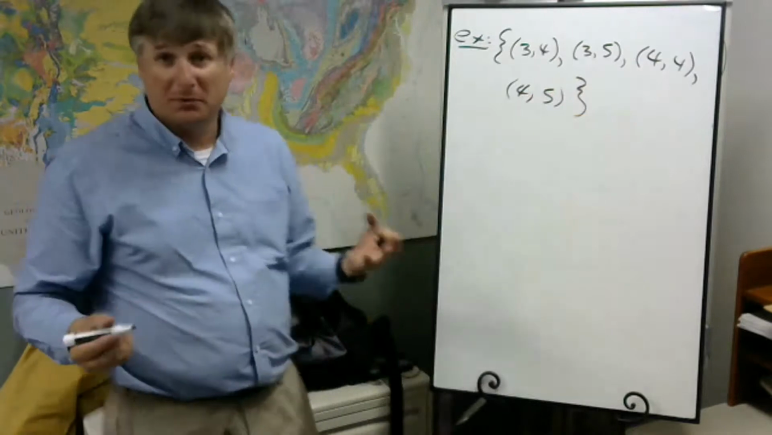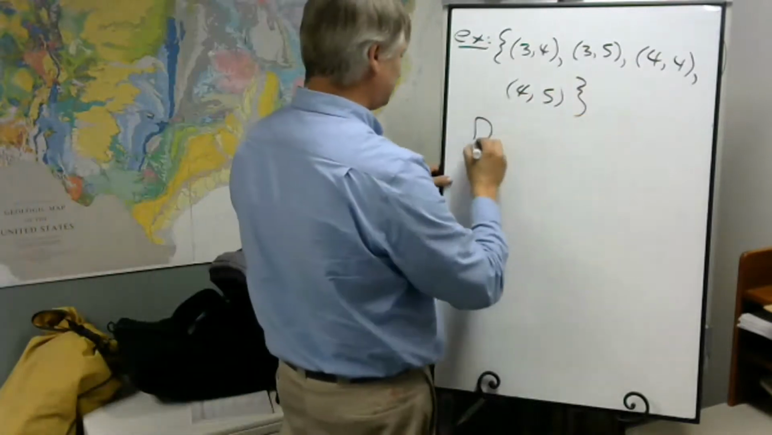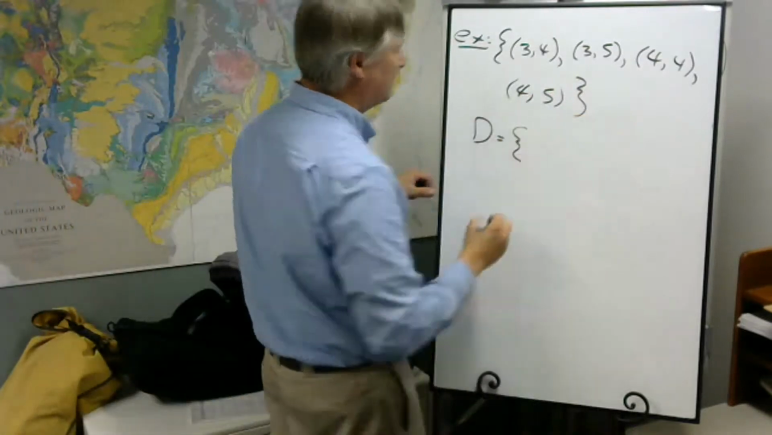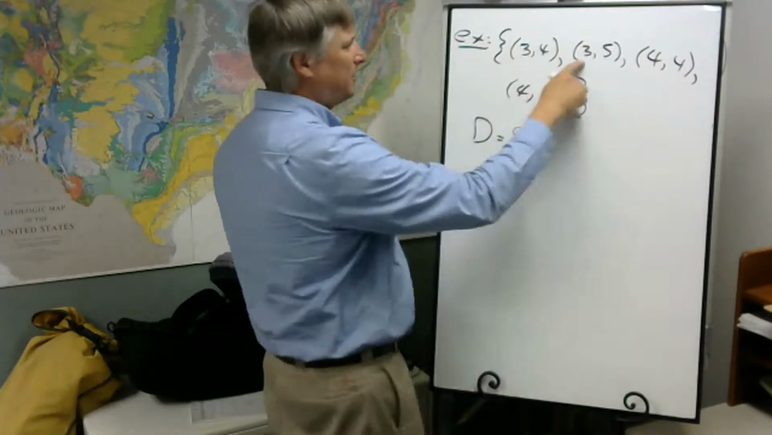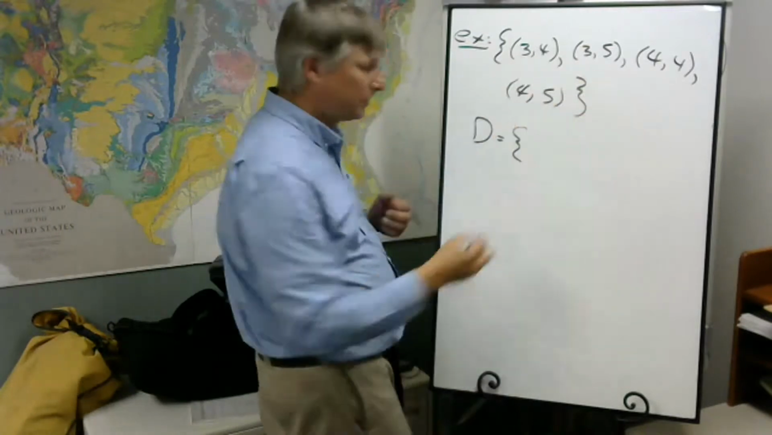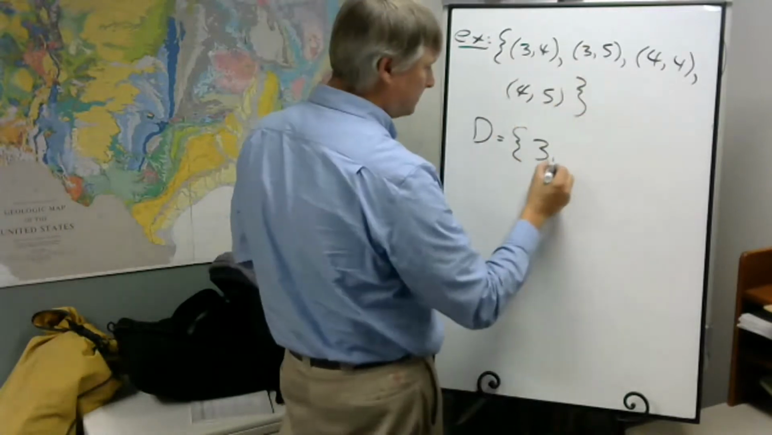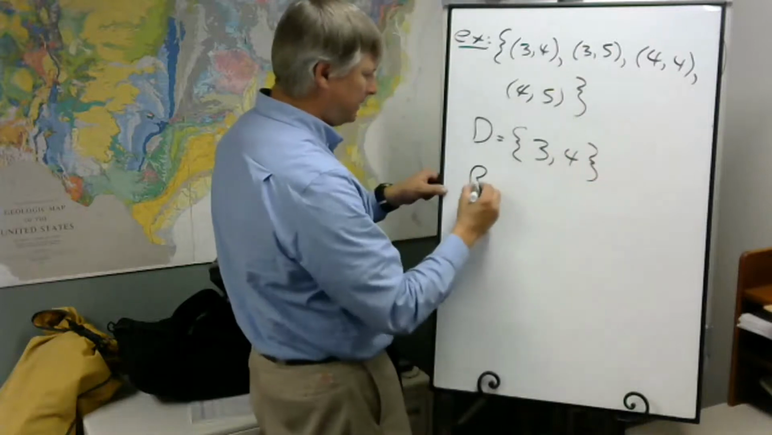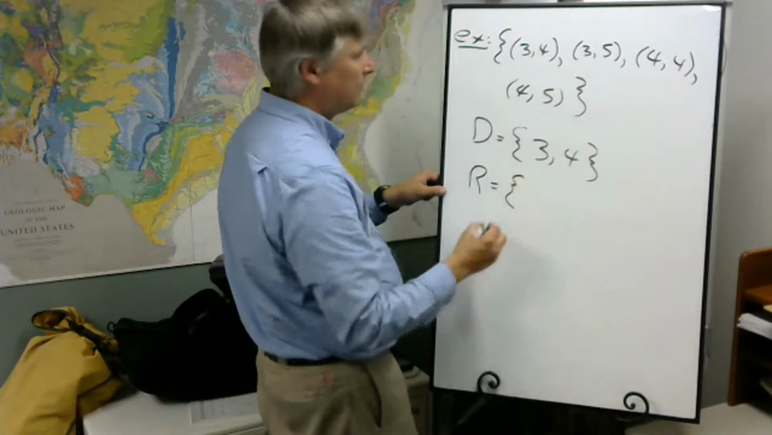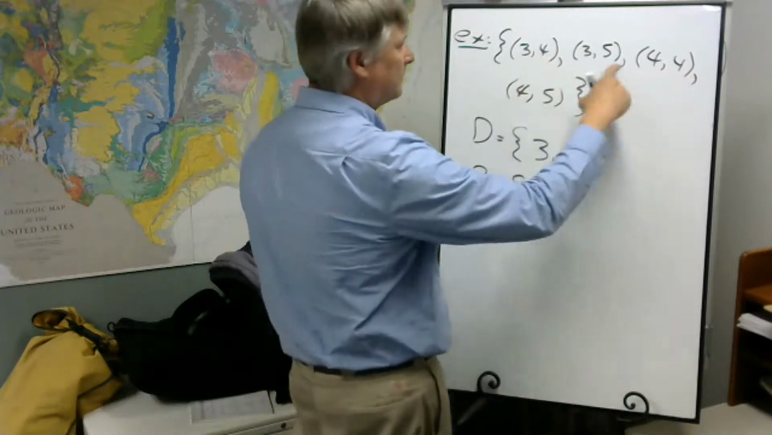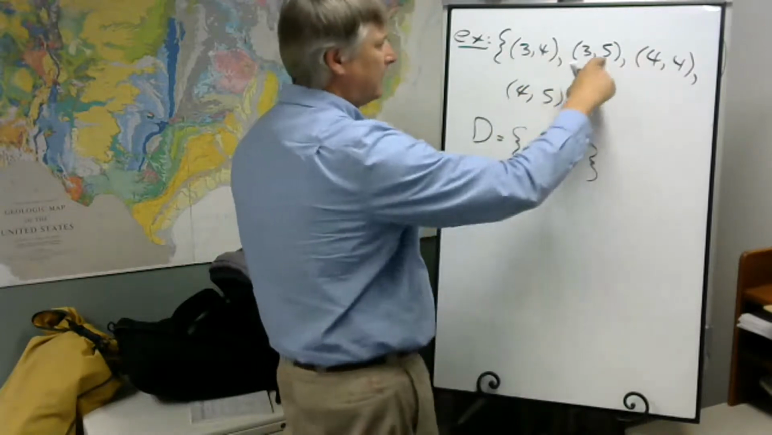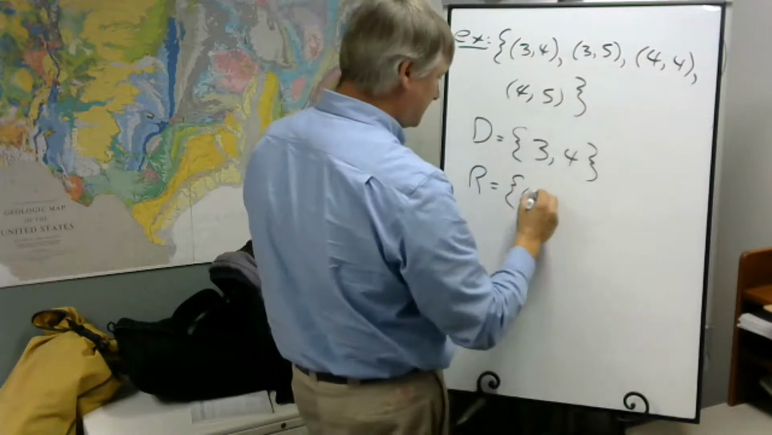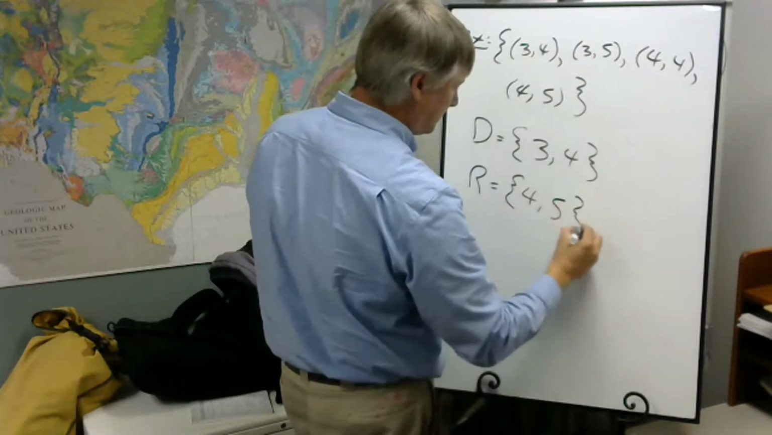Well, let's take a look. What's the domain? Well, the inputs are only 3s or 4s. So type 3, type 4. In the range, well, we have a type 4. There's a repeat of a type 4. Type 5. Okay, so just 4s and 5s for the outputs.